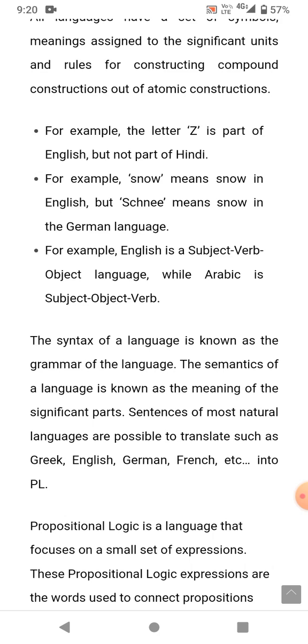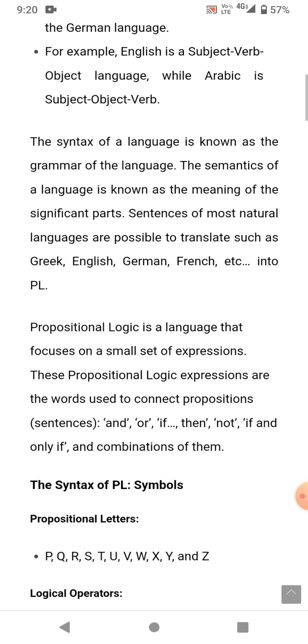Sentences of most natural languages, such as Greek, English, German, French, etc., are possible to translate into propositional logic. Propositional logic is a language that focuses on a small set of expressions. These expressions are the words used to connect propositions, that is sentences, with the combination of and, or, if then, not, if and only if, and the combinations of them.